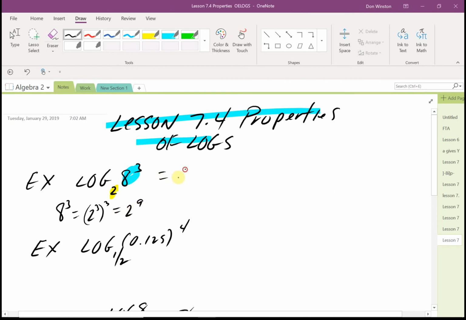So this will equal log base 2 of 2 raised to the ninth. Now remembering the inverse property for logs, which says log base b of b raised to the x is equal to x, this will just equal 9. Okay, so that's the first example.